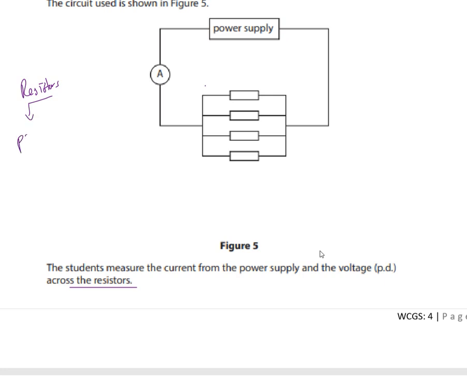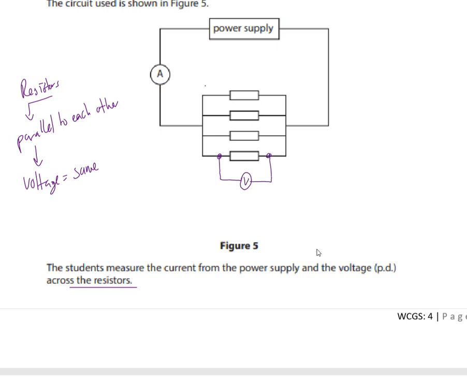Okay, they are in parallel to each other. So this means that the voltage is the same across each of them. Now I can do it this way, so connect a voltmeter here. Again, the circle V, go back, circle there.